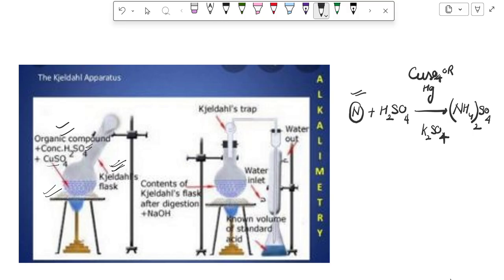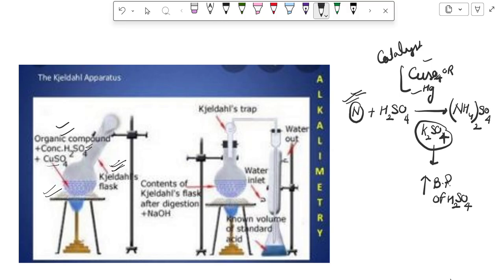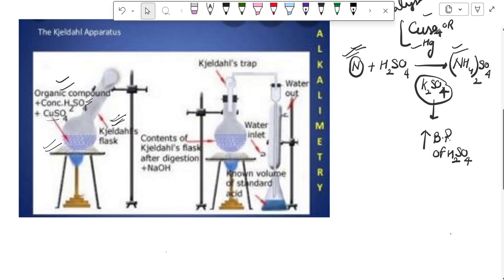So what is the role of copper sulfate and mercury? Both act as a catalyst. And what is the role of K2SO4? Actually, potassium sulfate increases the boiling point of H2SO4. So the complete nitrogen of the organic compound gets converted into ammonium sulfate.